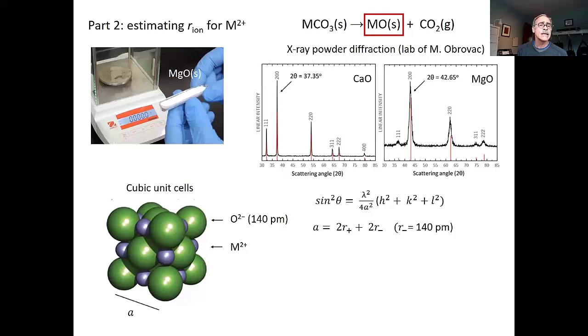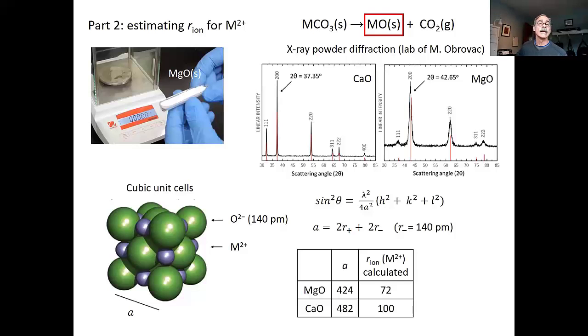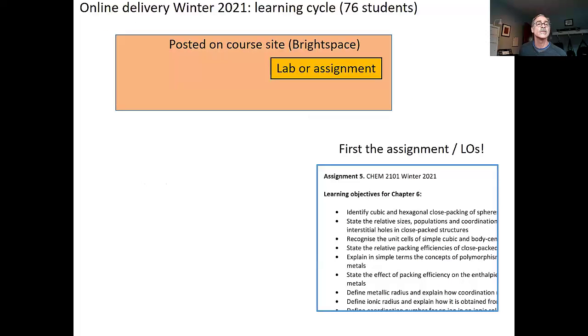And then given the ionic radius for O2 minus, they could then calculate the ionic radii for magnesium 2 plus and calcium 2 plus. They then compared that with the literature values and got exactly the same numbers. So this was very satisfying for them to realize that it is possible to experimentally measure these otherwise nebulous concepts of ionic radii. So we were quite happy how this lab was very integrated with the course material, the lecture material.